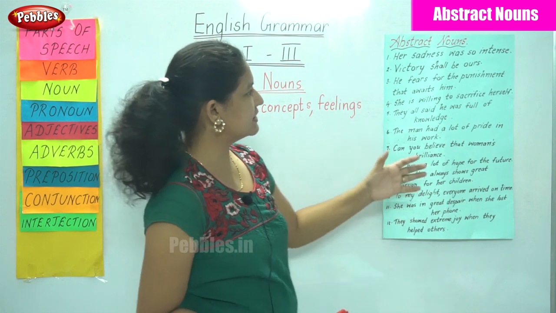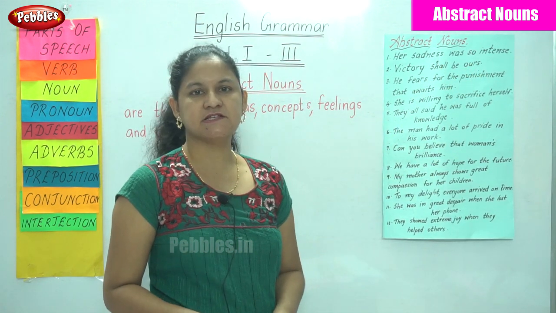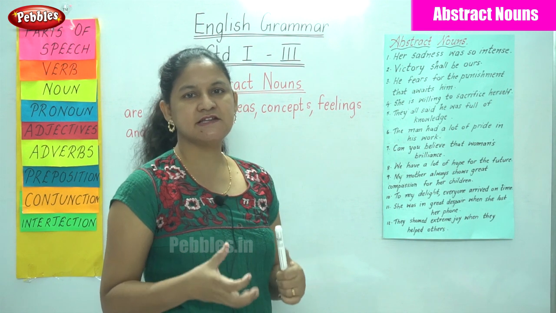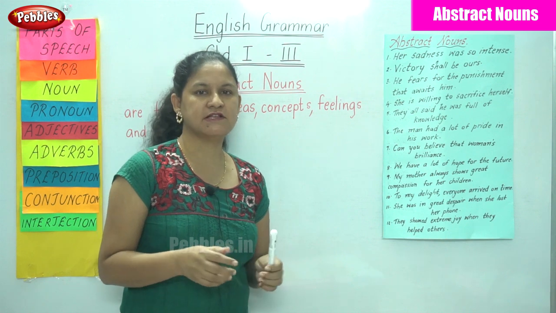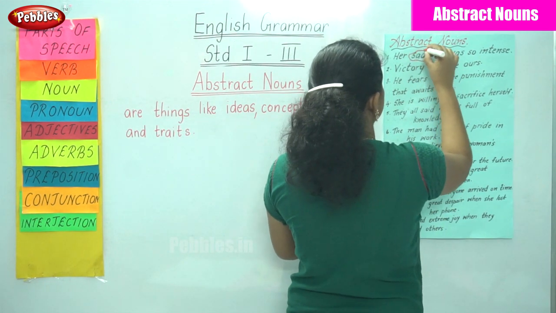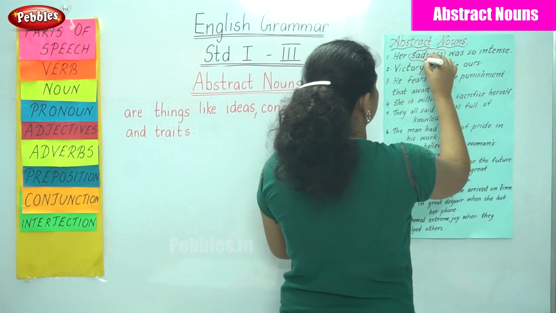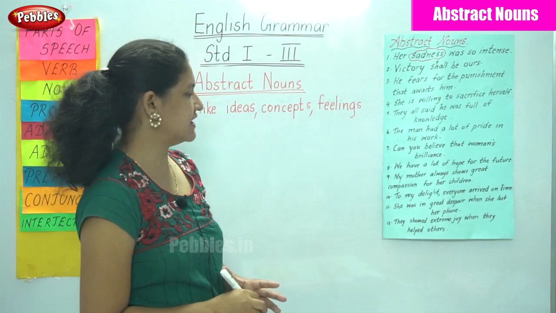In the sentence, we have a feeling called sadness. Her sadness was so intense. Sadness is something that can be felt by somebody. So, I circle the word sadness. Her sadness was so intense.